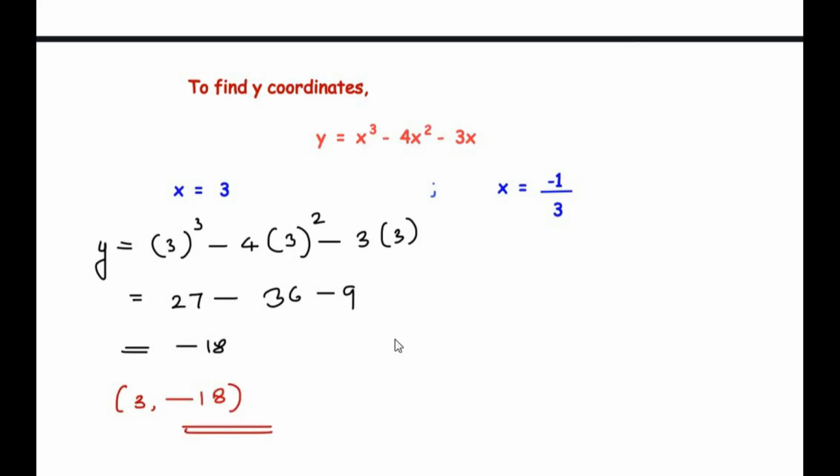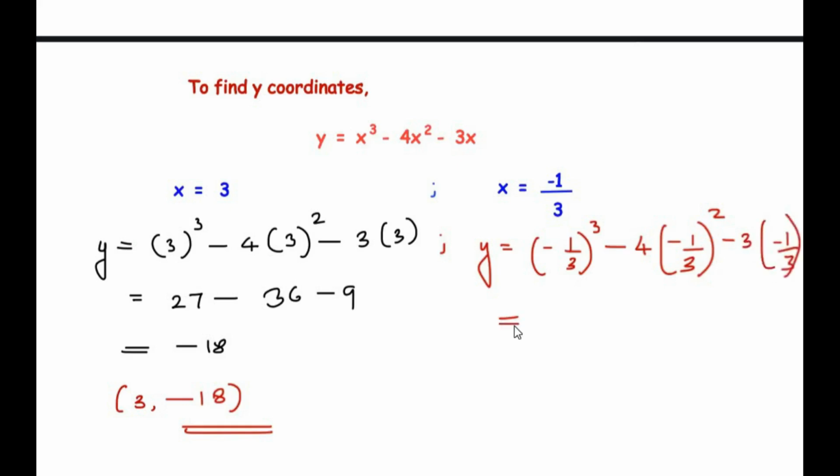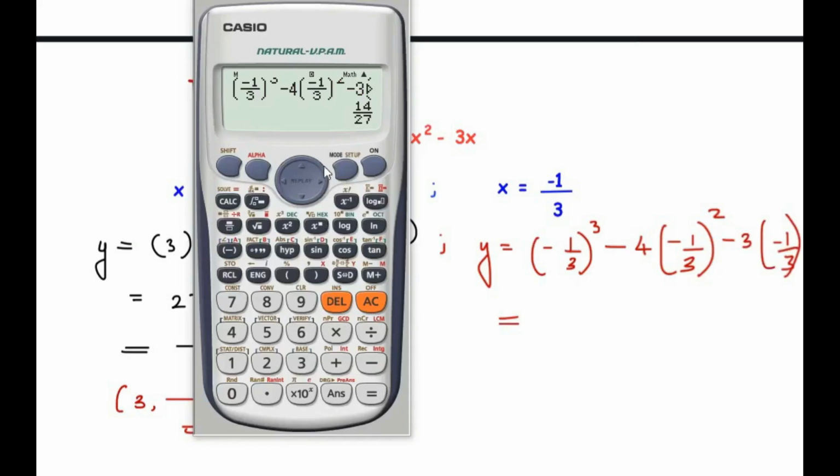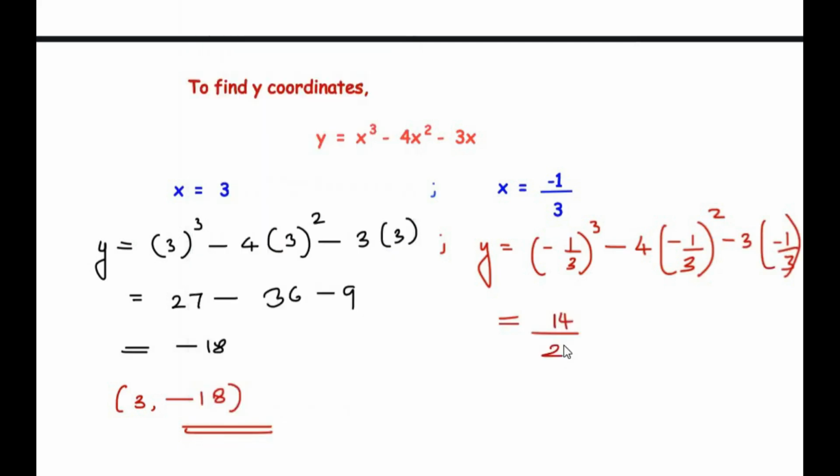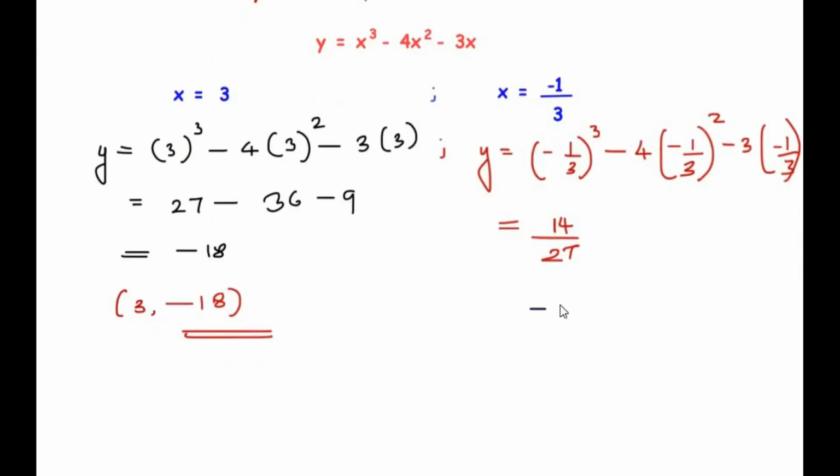Now following the same steps, let us find out the value of y for the second coordinate. So here we have y is equal to negative 1 over 3 cube minus 4 times negative 1 over 3 square minus 3 times negative 1 over 3. So this is going to give us a value of 14 over 27. So let us write down the coordinate of the second stationary point, and it is going to be, when x is negative 1 over 3, y is going to be 14 over 27. So these are the coordinates of the two stationary points. Now let us move on to the last sub-question.